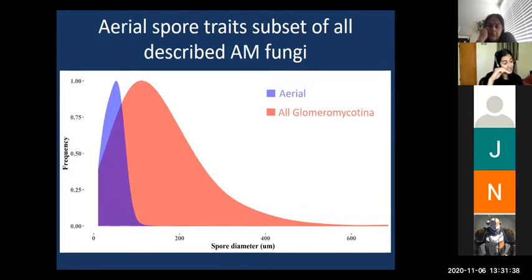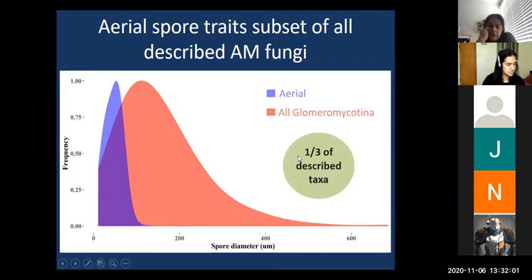And then we can compare the traits of the fungi that we collected in our samples to the traits of all of these fungi, all species that exist on Earth. And so the fungi that we see in the air in general are smaller in diameter compared to all of the species in this AM fungal group, which is called the Glomeromycotina. And the interesting part was that the aerial dispersal of these fungi was traditionally thought to be pretty rare, but using traits, we could predict that it's probably not as rare as we originally thought, and that likely a third of all described fungal species are able to disperse in this manner.